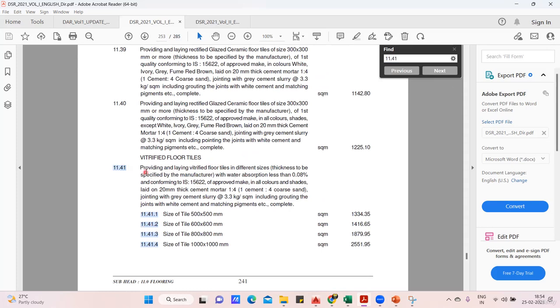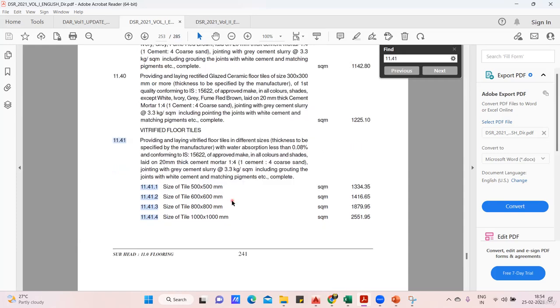So again, this is a provision providing and laying vitrified floor tiles in different sizes, thickness to be specified by the manufacturers with water absorption less than 0.08%, conforming to this IS code book for water absorption of the tiles, and in that the thickness will be 20 mm. Cement mortar ratio is 1:4, and because directly you cannot lay the tiles, we need to put the cement slurry. So your cement slurry will be 3.3 kg per square meter. For every square meter, 3.3 kg of cement will be used to prepare the slurry.